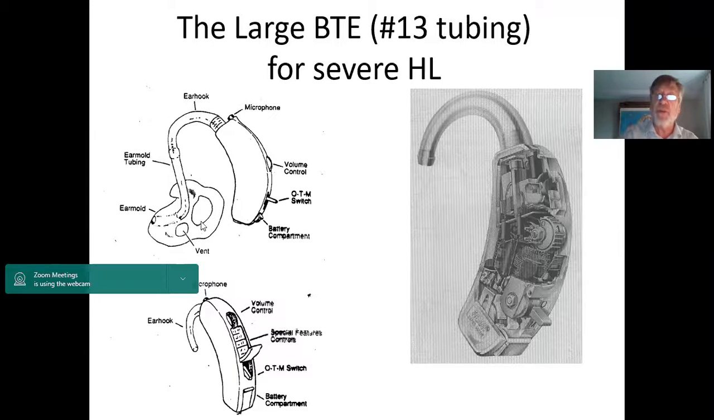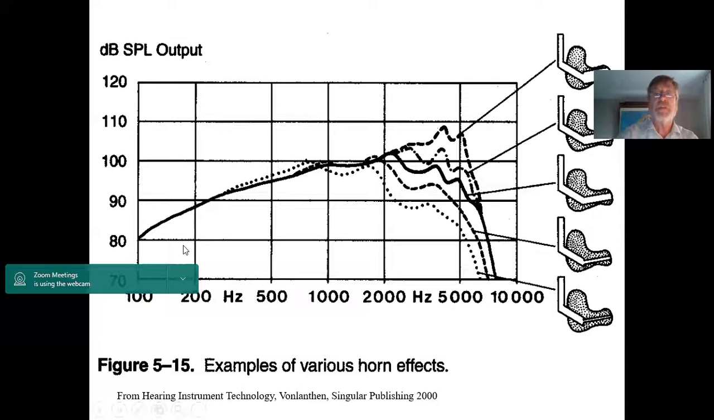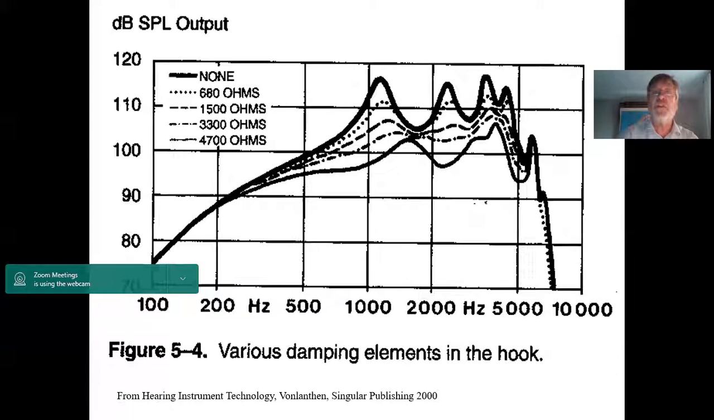vent. And this would be a lucite skeleton ear mold because you can see that hole in it there. The vent and the skeleton portion. Okay, and here's the last acoustic modifier.